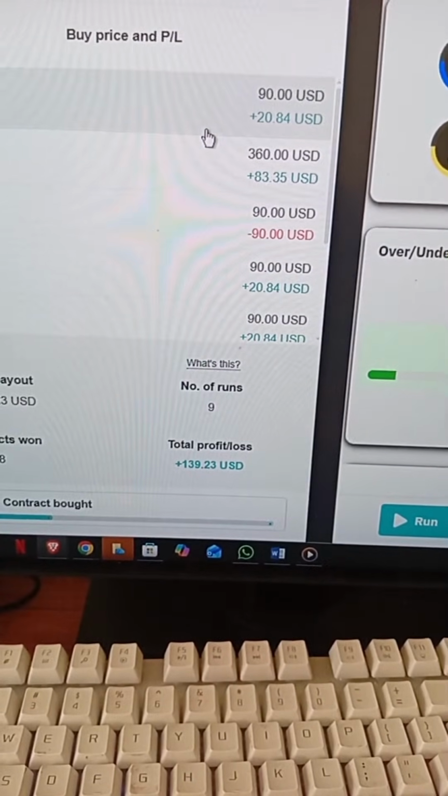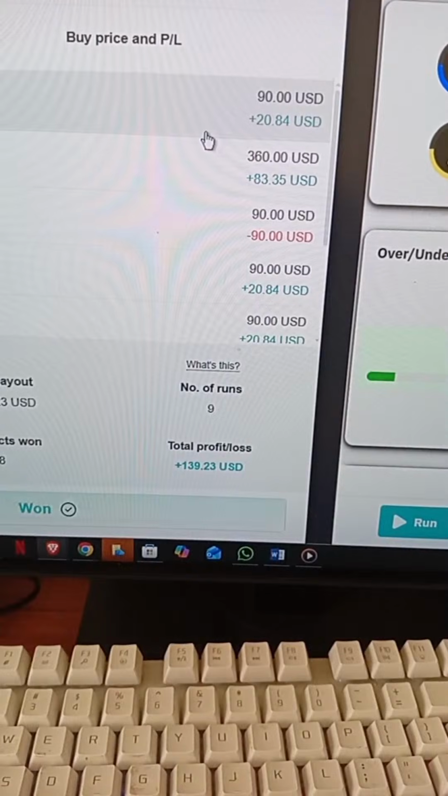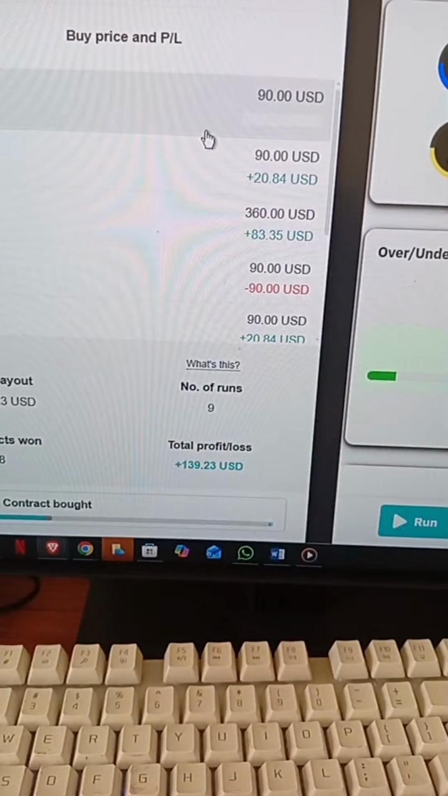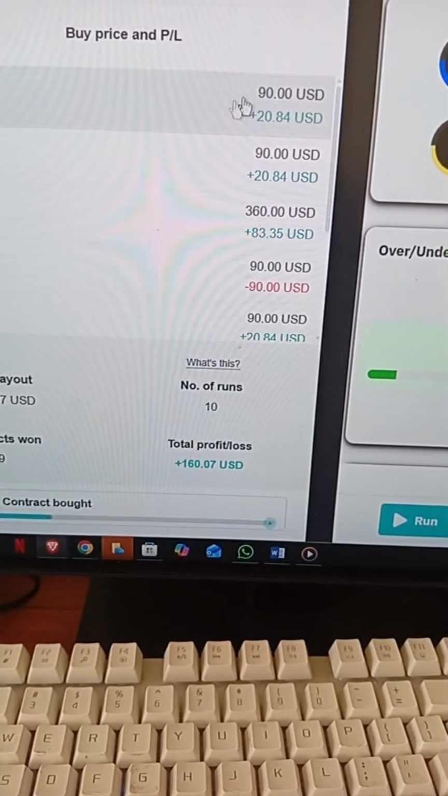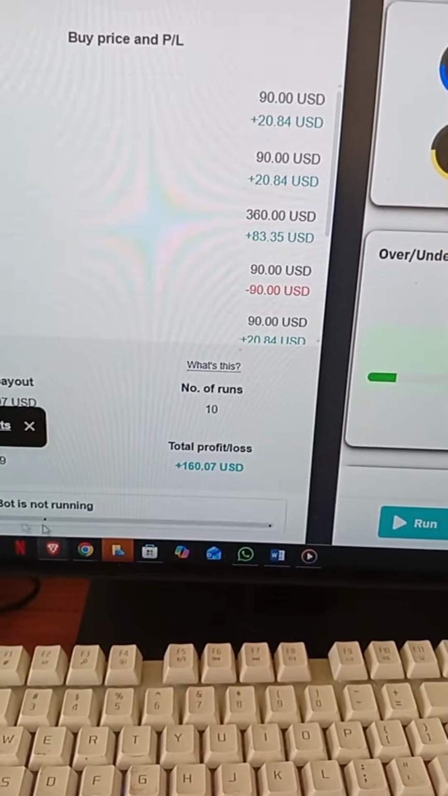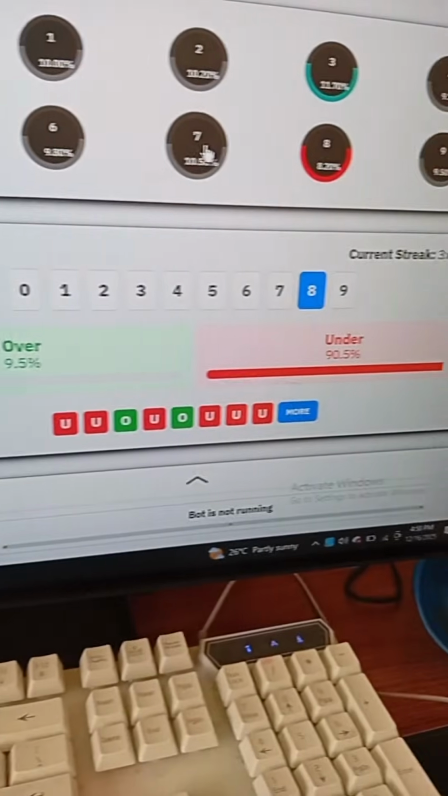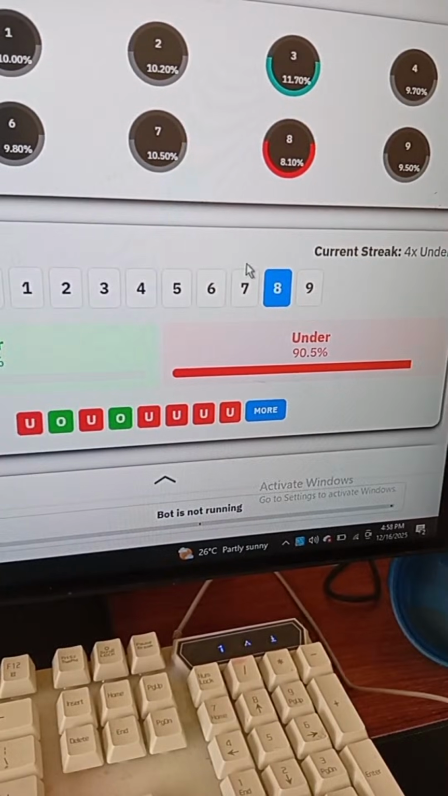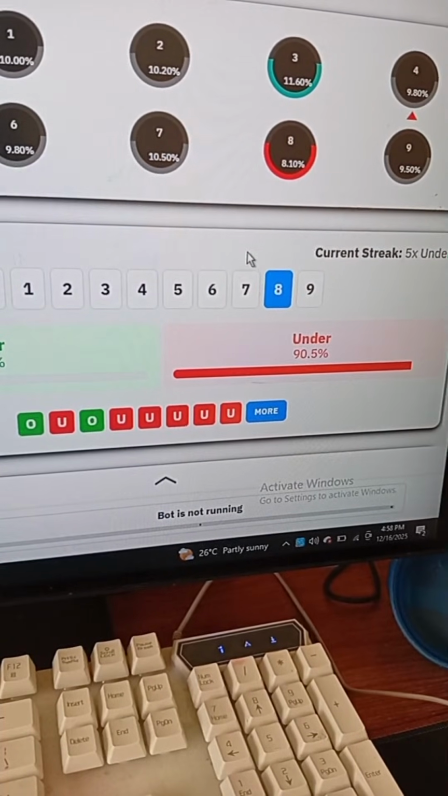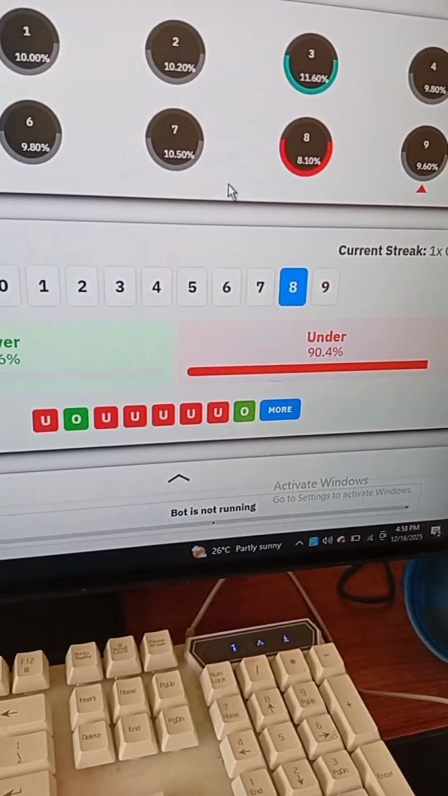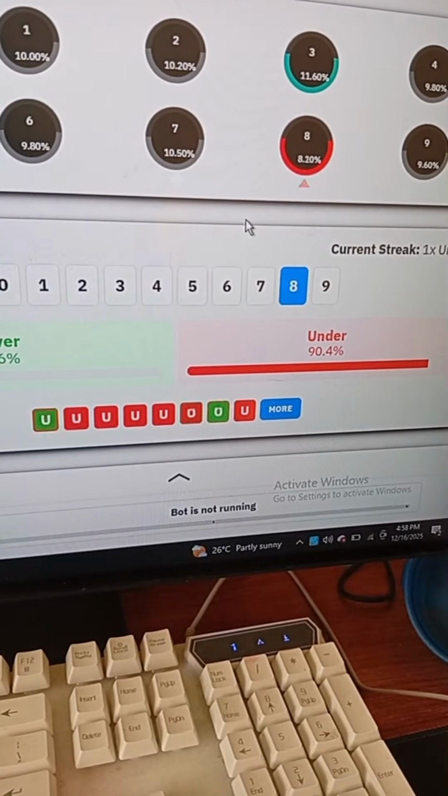I'm still running my bot, guys. Let us continue. Volatility 75 under 8, and be careful. Do one last run, then stop. I'll tell you why. Let me stop. The reason is that, as you can see now, 7 is at 10.5, so we'll wait for it to decrease to below 10.5 before we continue. Otherwise, we'll end up suffering a bit of damage.